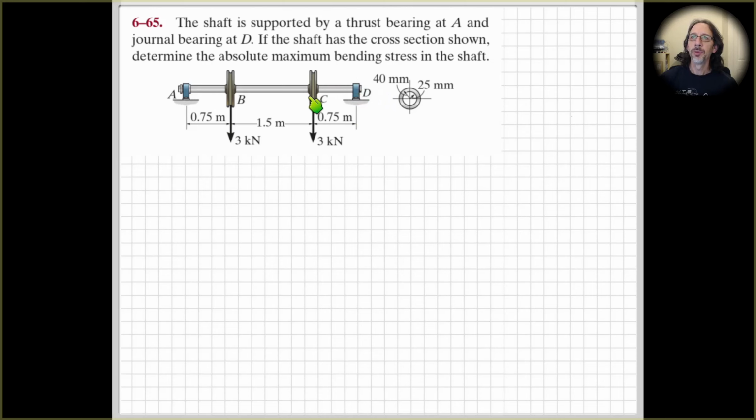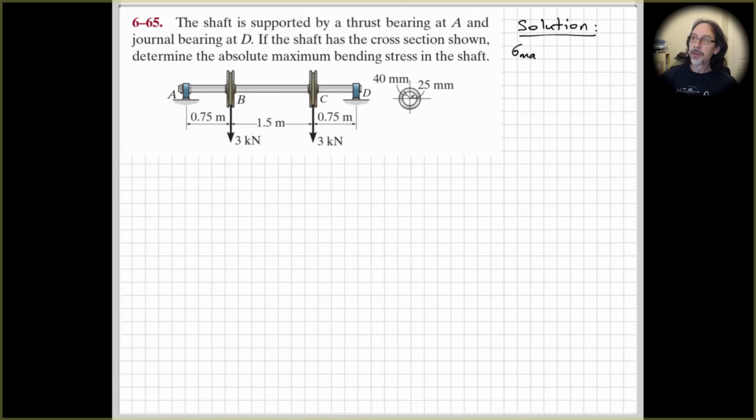Then we've got these two pulleys that presumably have belts going to some other part of the machinery that's not shown, that are generating these 3 kilonewton loads here. And we're told that the shaft is a hollow circular shaft with an outer radius of 40 mm and an inner radius of 25 mm. And we're asked to determine the absolute maximum bending stress that occurs in this shaft. All right, so let's start working through the solution.